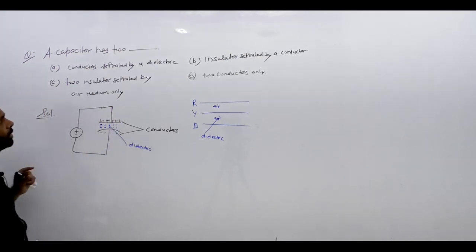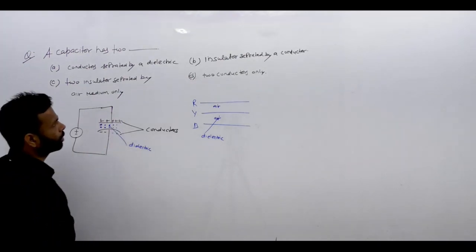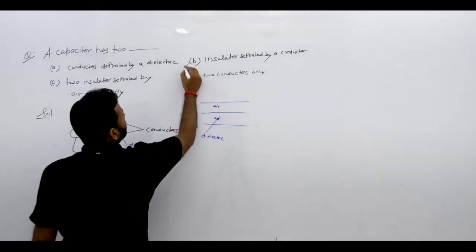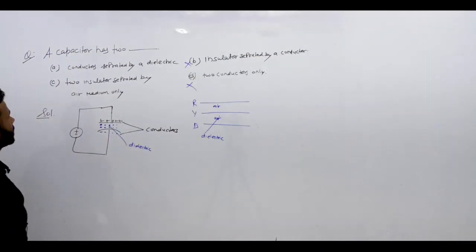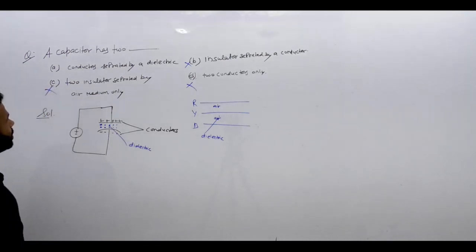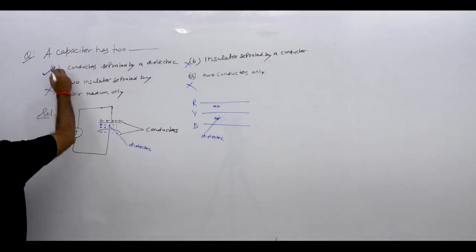So let's check the answer. Two conductors only, wrong. Insulator separated by conductor, it is just the opposite, wrong. Two insulators separated by, wrong. So the correct option is two conductors separated by a dielectric. So option A should be correct.